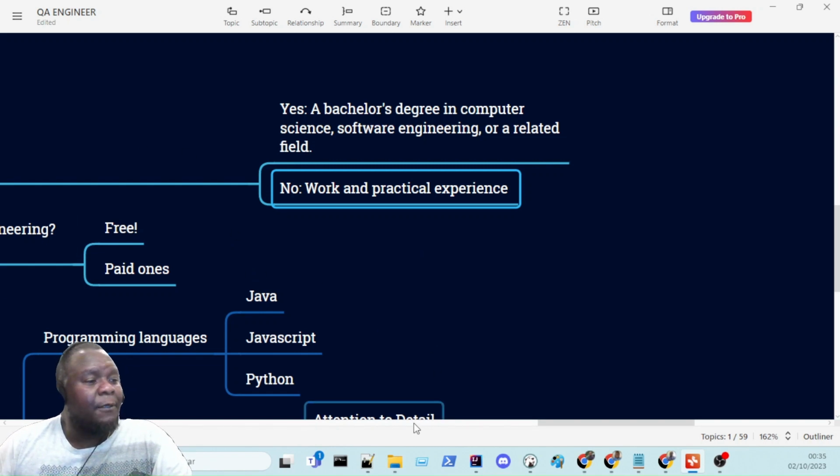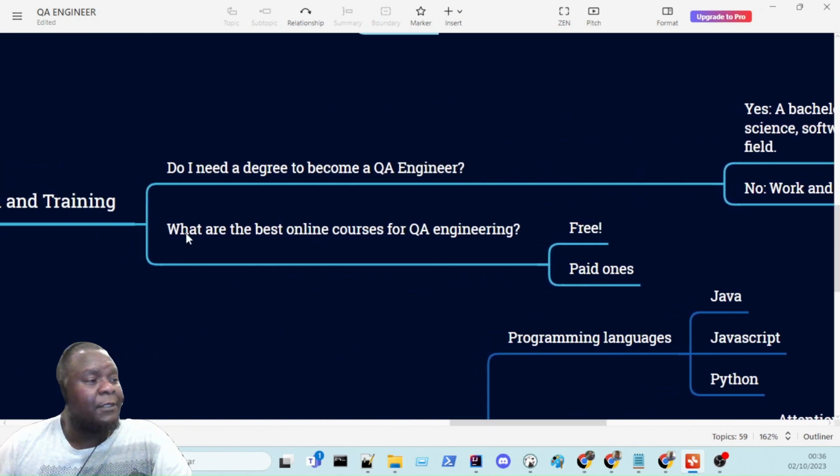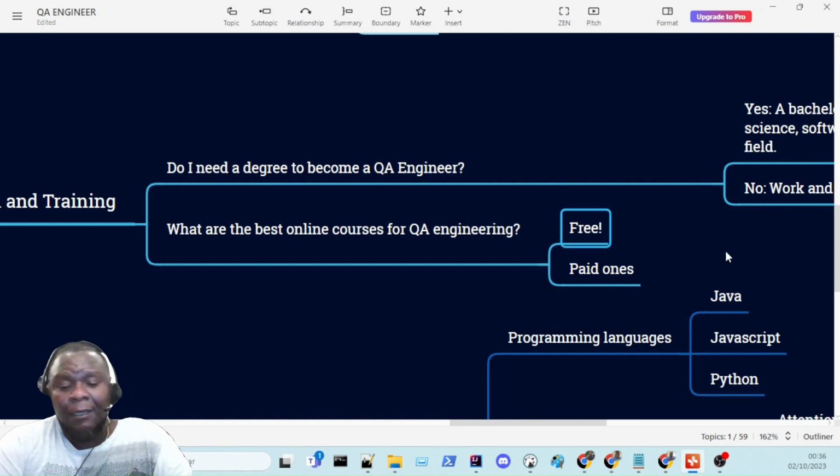Okay, let's talk about the second thing here. That is the second question: what are the best online courses for the QA engineer? What is good for you is that a lot of courses and trainings that you are going to find on the internet are free, right?